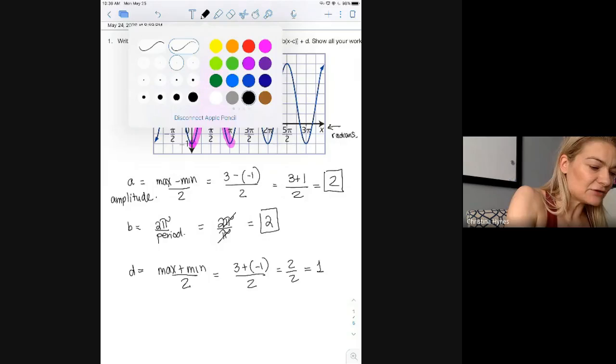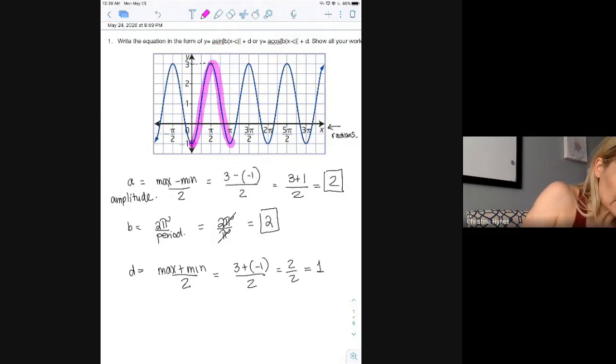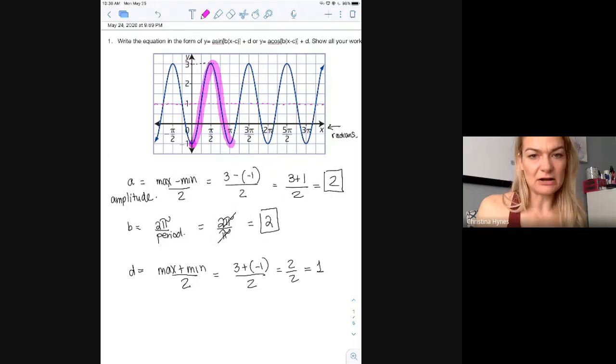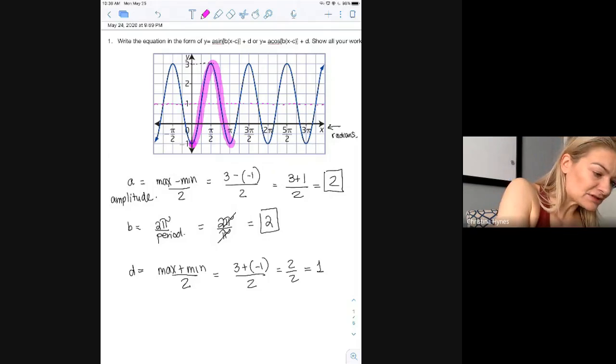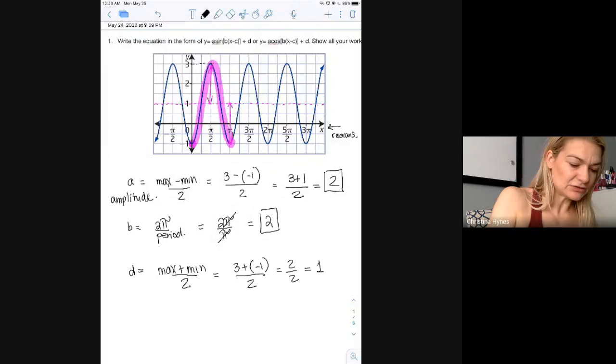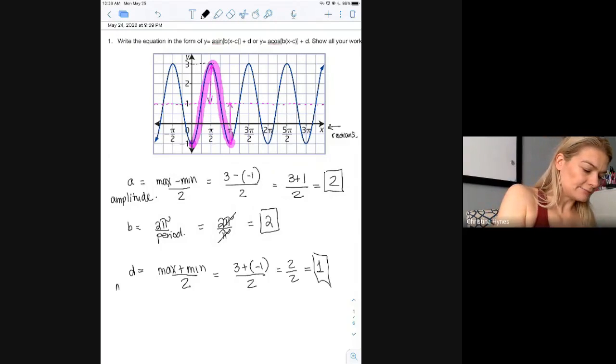And you can check to see if this makes sense, because if you look along y equals 1, and if I were to make a dotted line along y equals 1, you would see that that line cuts it directly in the middle, where you have the same distance above and the same distance below. If you count the blocks above and below, this distance here is your amplitude. So there's a distance of 2 above and 2 below, and that's what your actual amplitude stands for. Okay, so this is my midline.